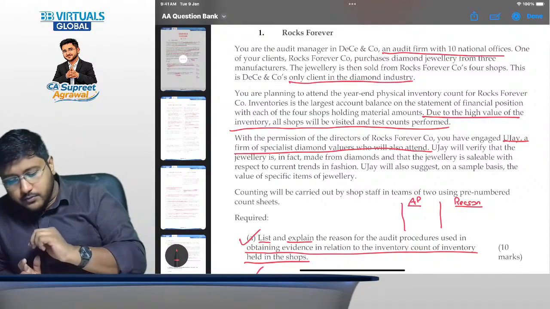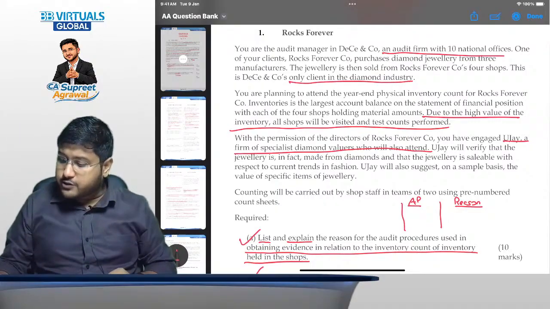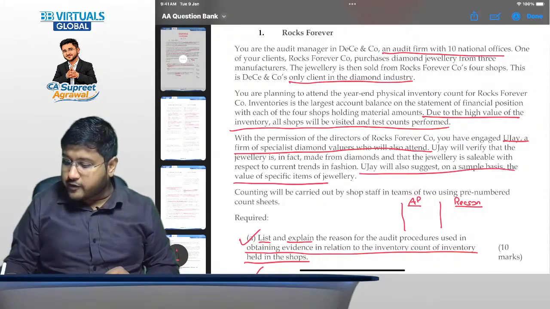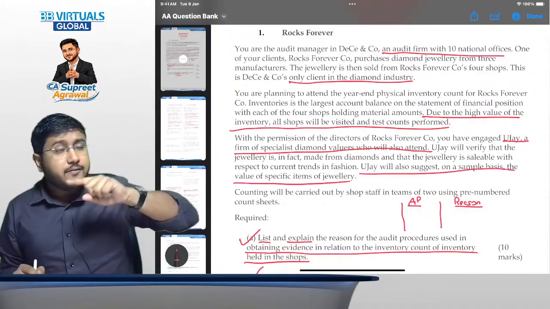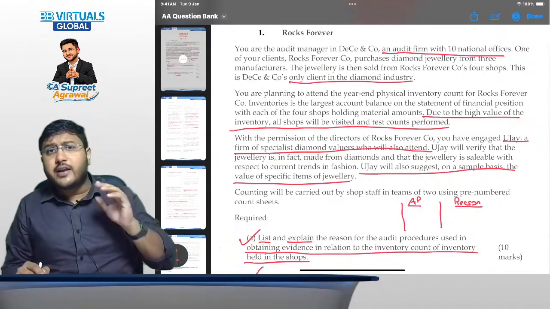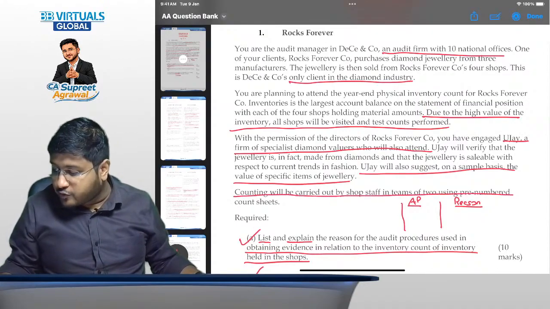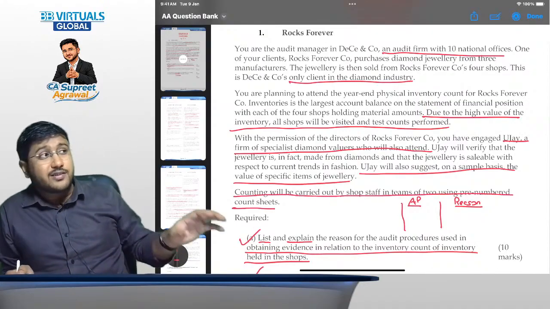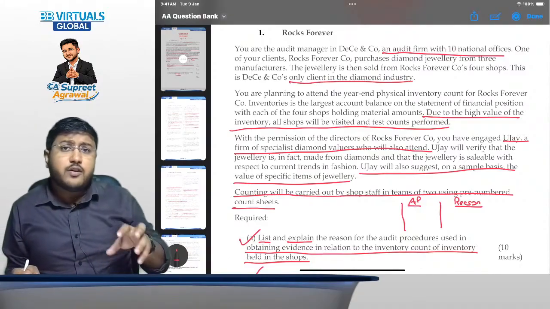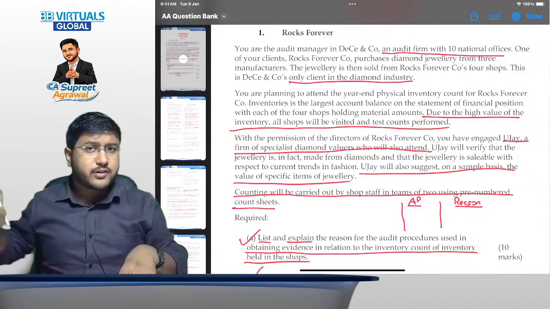And then we will also be obtaining the report, because it is written over here that UJ will also suggest on a sample basis the value of a specific item. So we will obtain that report and match it with the company's data, whether that valuation is matching or not, and we will inquire into any discrepancies. And counting will be carried out by shop staff in teams of 2 using pre-numbered count sheets. So we will be taking certain samples from the ground and discussing them with the expert along with the sheet, whether that amount is correct or not.